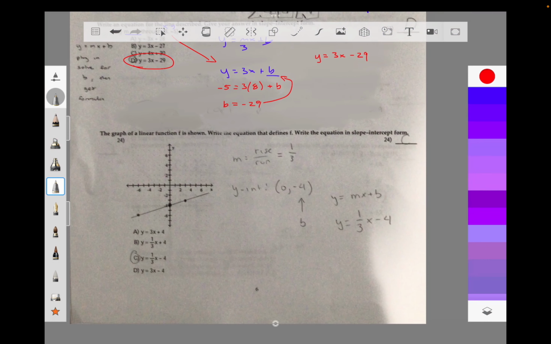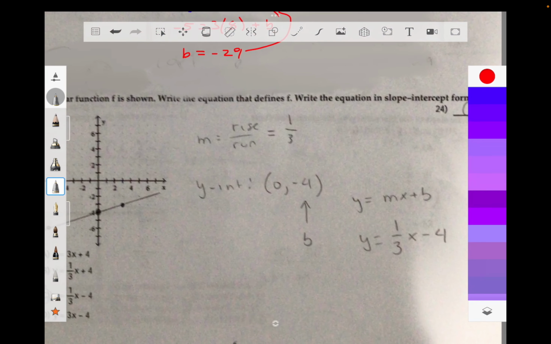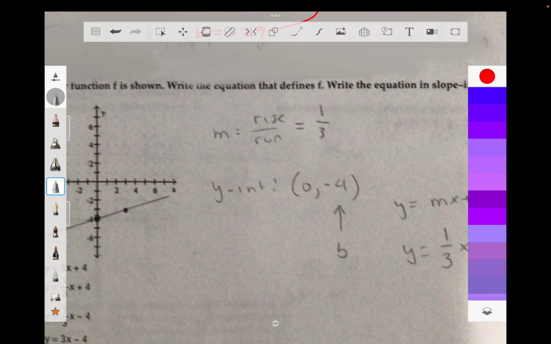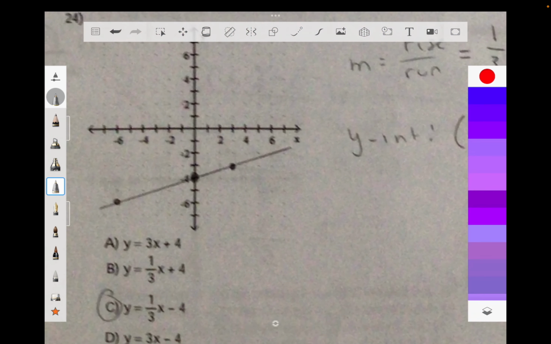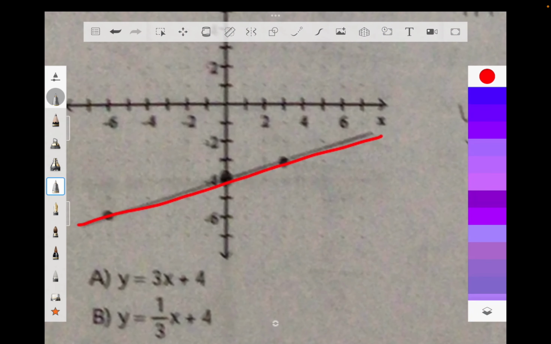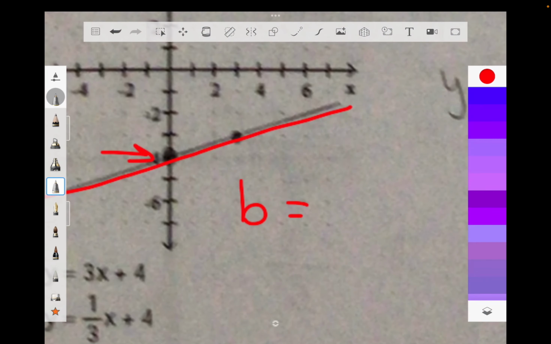The graph of the linear function f is shown. Write the equation that defines f in slope-intercept form. Again, slope-intercept form, y equals mx plus b. M is rise over run, it's the slope. And b is the y-intercept, where the line crosses the y-axis. So this is the line we're given, and as you can see, the line crosses the y-axis at -4. So we already know b is -4.